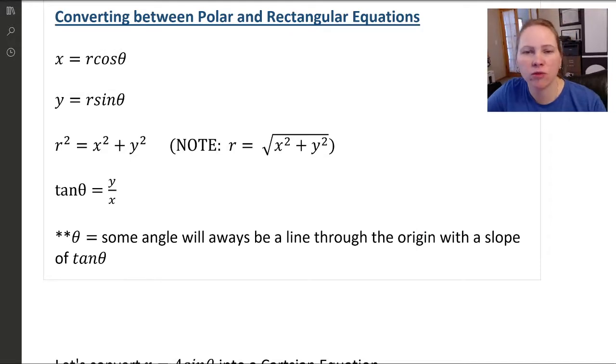Now, in addition to being able to graph a polar equation in polar form, we want to understand the relationship between polar equations and rectangular equations.